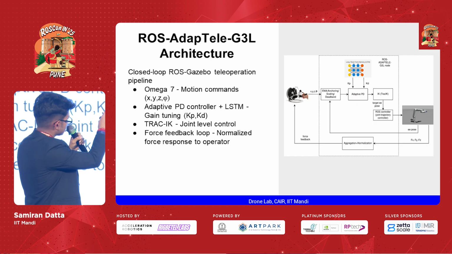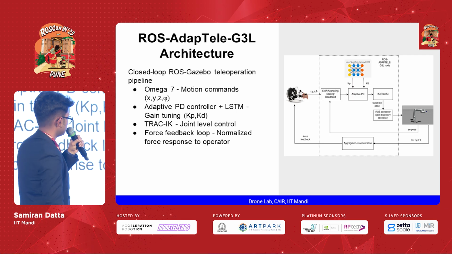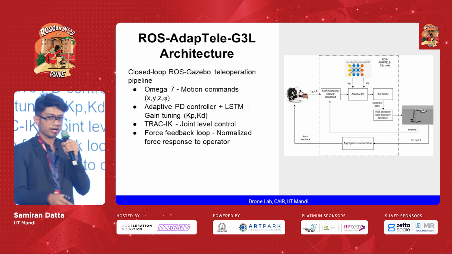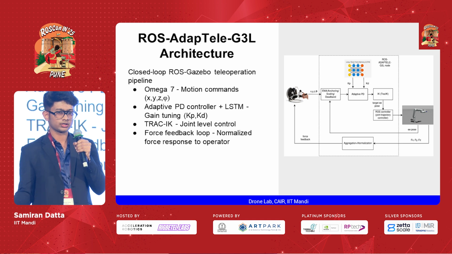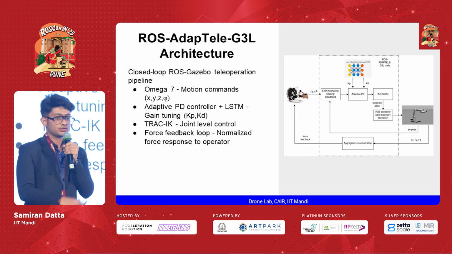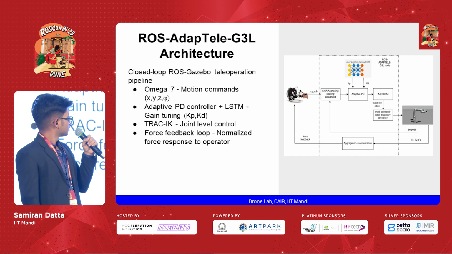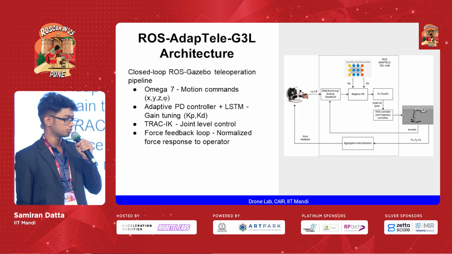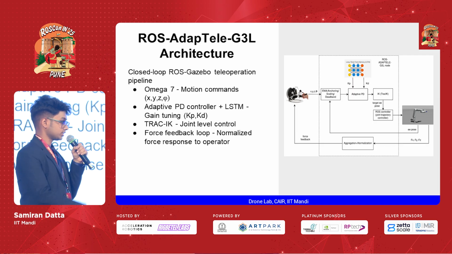Now our LSTM-based KPKD gains come in this closed loop control. Then we provide that to Track IK. Track IK basically gives us the inverse kinematics for getting the joint positions, joint angles. And why we have used Track IK is that it has a very low execution time. So the joint angles from Track IK go into a ROS joint trajectory controller, and from that we publish it to our Kinova Gen3 Lite.